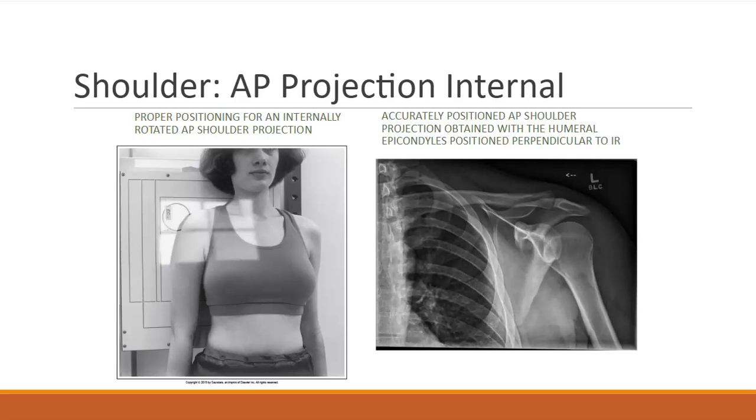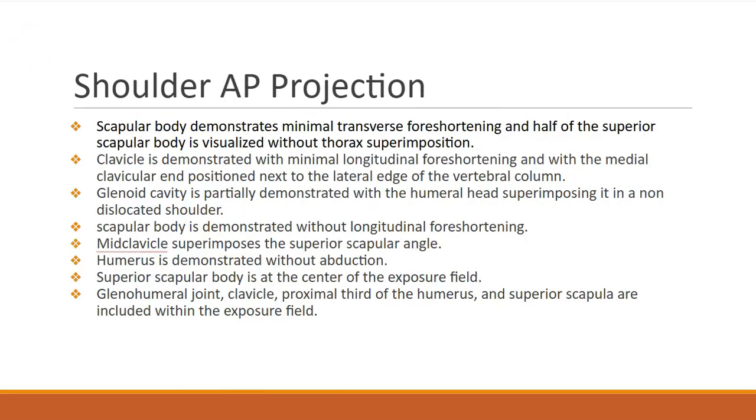For all AP shoulder projections, the superior scapular body is at the center of the exposure field and the glenohumeral joint, clavicle, proximal third of the humerus, and superior scapula are all to be included within the exposure field. Here are those guidelines for your review.